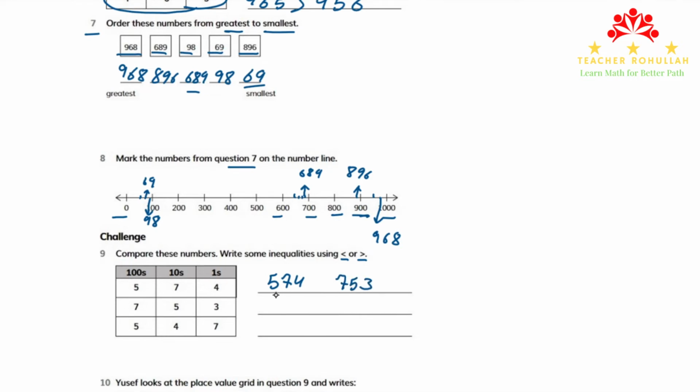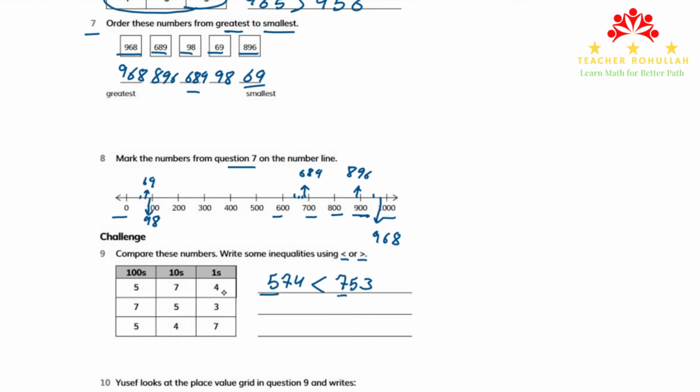When we compare numbers, we start with the biggest place. The biggest place here is the hundreds place. In the first number, the hundreds place is 5. And in the second number, the hundreds place is 7. So 753 is bigger than 574. So we can use this sign and say that 574 is less than 753.